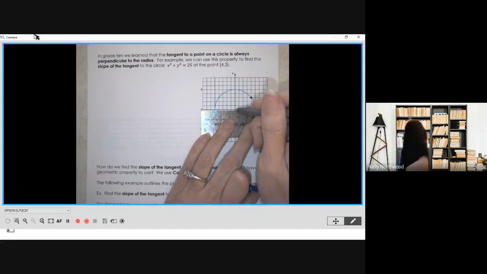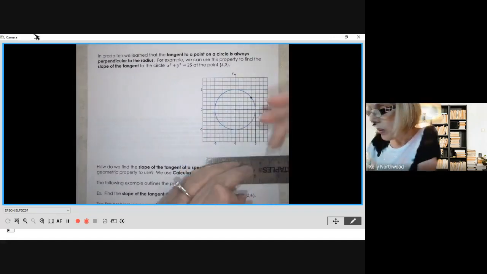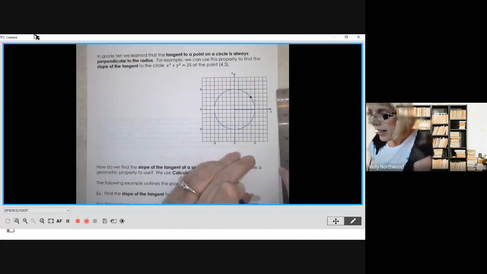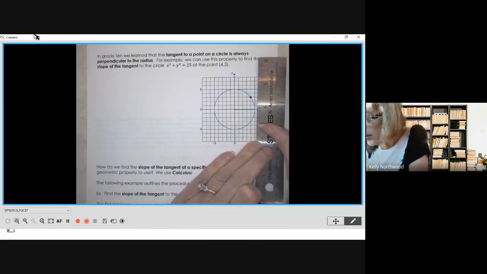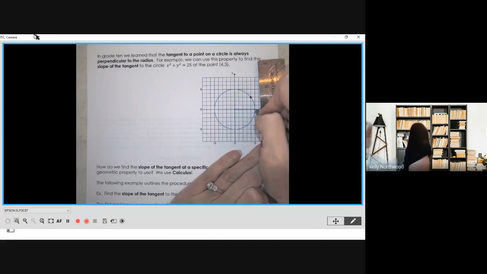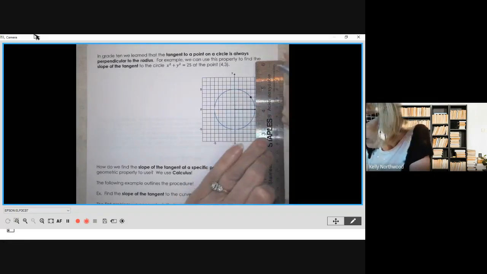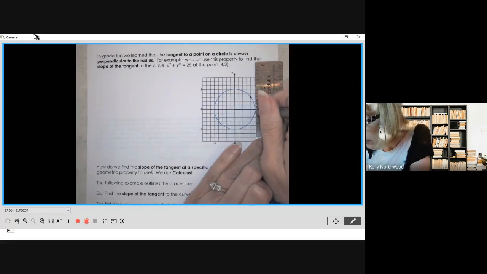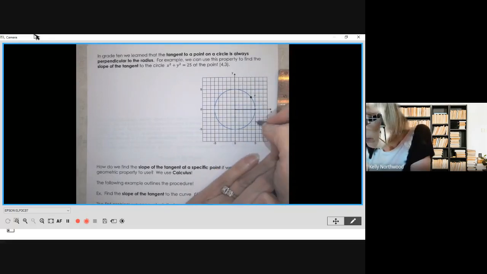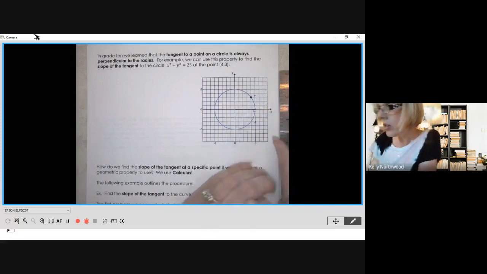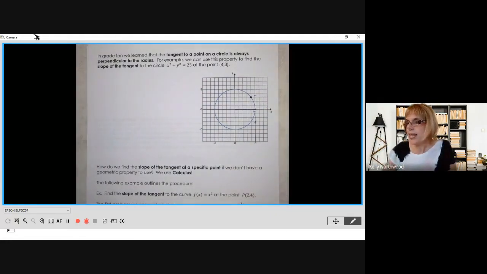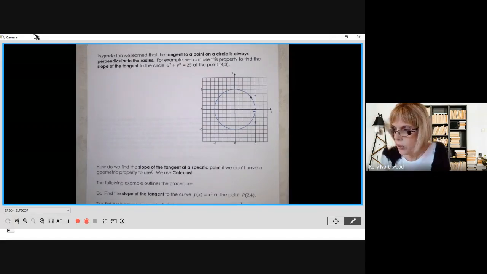Simple radius. There's my radius. And we can see that the tangent at this point here would be straight up and down, which is perpendicular to the radius at that point. Okay, and it turns out that a property of circles is that the tangent line is perpendicular to the radius at any point on the circle.